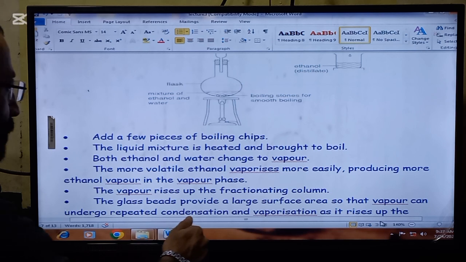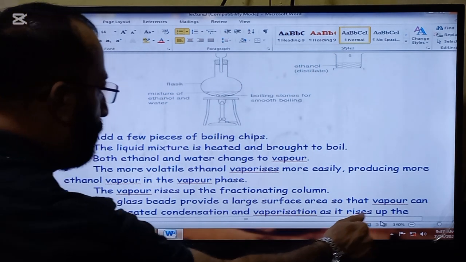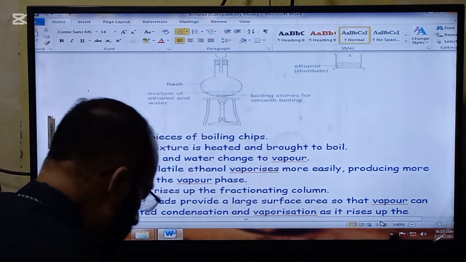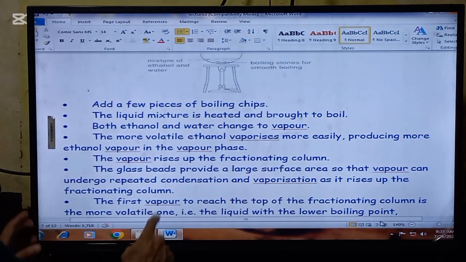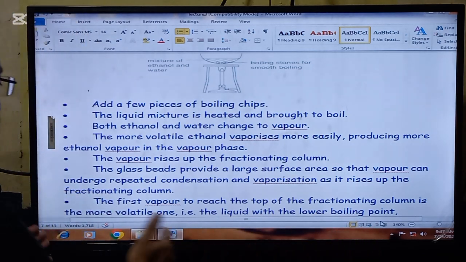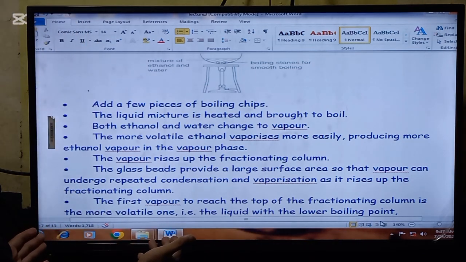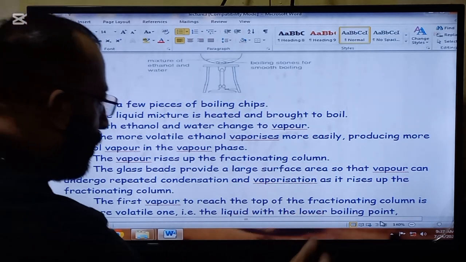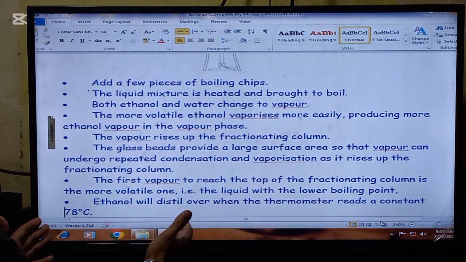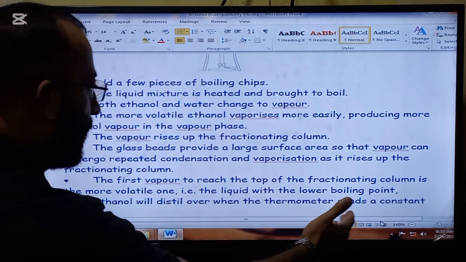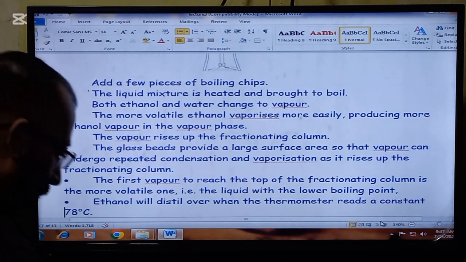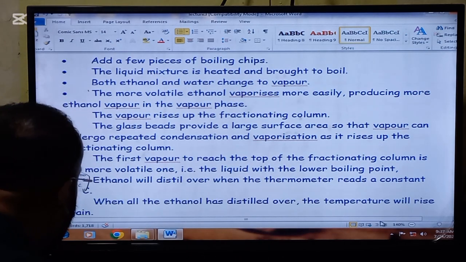The glass beads provide a large surface area so that the vapor can undergo repeated condensation and vaporization as it rises up the fractionating column. The first vapor to reach the top of the fractionating column will ultimately be the more volatile one, that is the liquid with the lower boiling point. Ethanol will distill over when the thermometer reads a constant temperature of 78 degrees C. So first ethanol will boil.